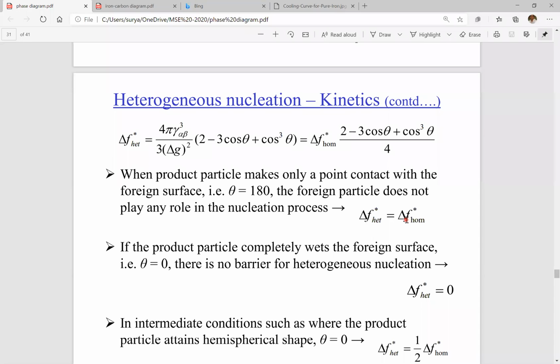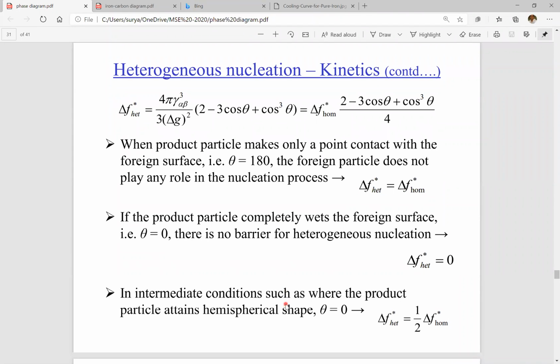And then, if theta is 0, what is cos theta? The whole term will be 0. If theta is 0, this whole term will be equal to 0. That means the energy level at the heterogeneous process will be 0, delta energy at the homogeneous process into 0, that will be 0.